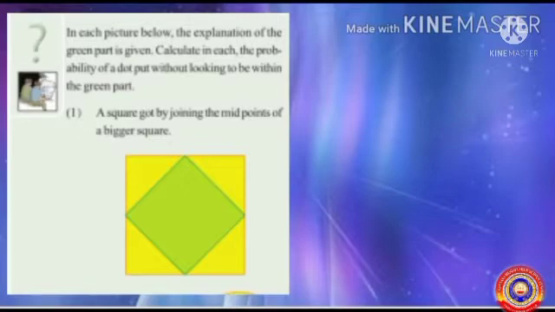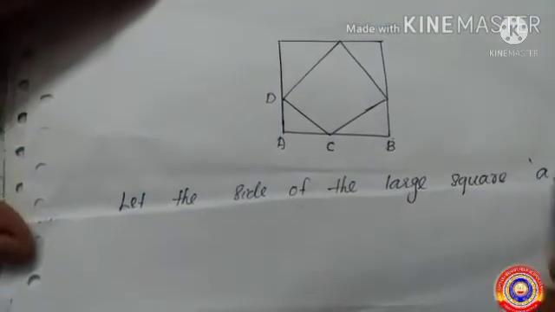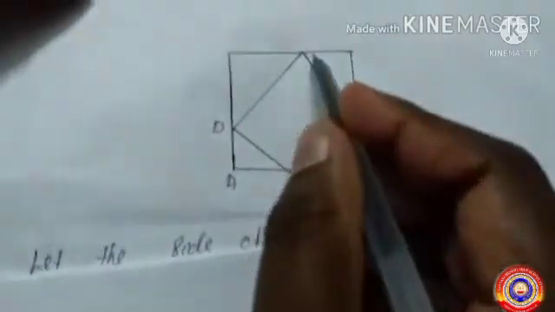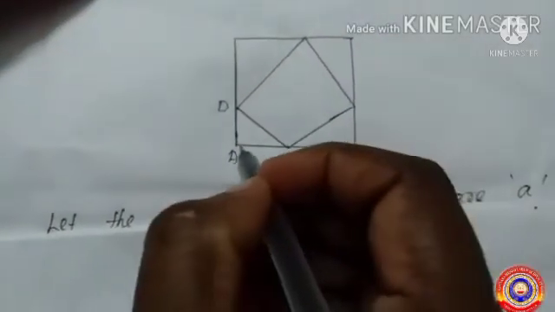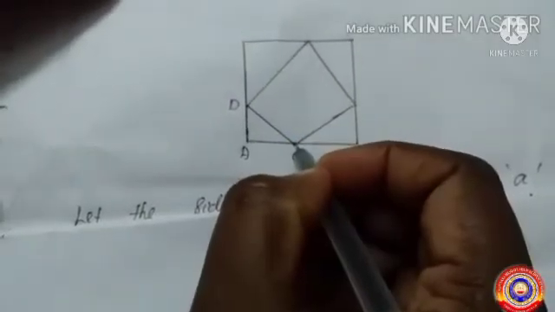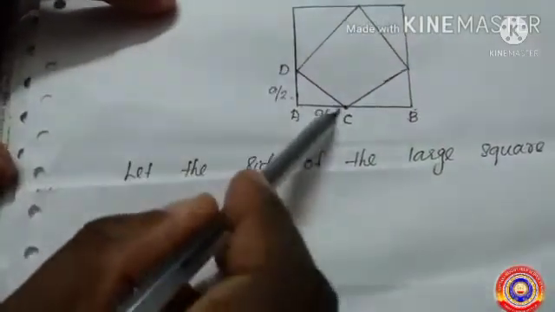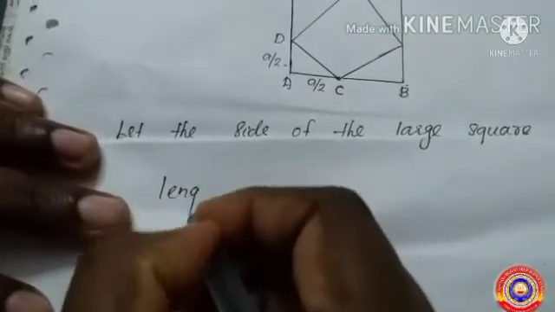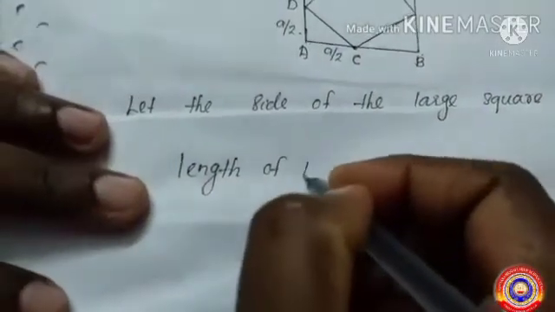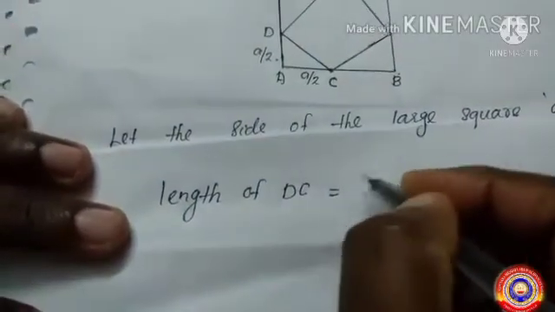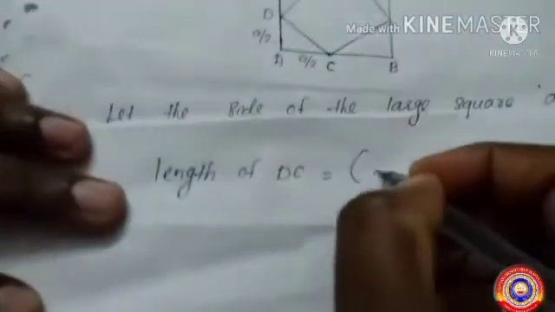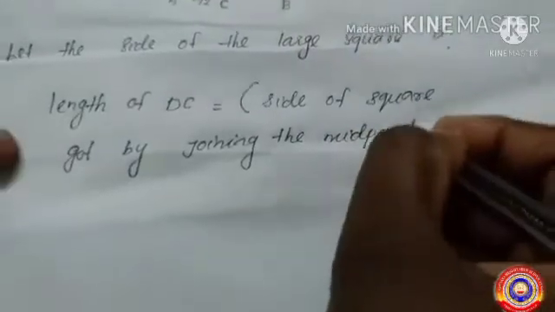So first question, a square got by joining the midpoints of a bigger square. Assume the side of the larger square is A. We have to find the length of the side of the smaller square. If C is the midpoint, then AC equals A by 2. Similarly, D is the midpoint, then AD equals A by 2. In right triangle ACD, we have to find the length of CD. CD is the hypotenuse.